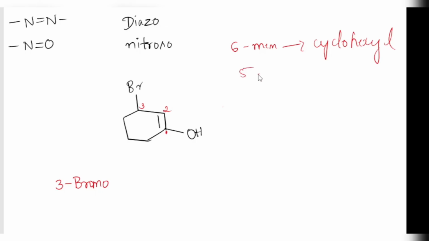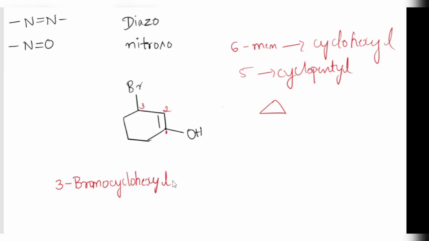For a 5-membered ring, we will call it cyclopentyl. Cyclobutyl for 4, and cyclopropyl for 3 carbon atoms, that is a triangle like this. We will call it a cyclopropyl ring. Here I have cyclohexyl, so without a hyphen I write cyclohexyl.